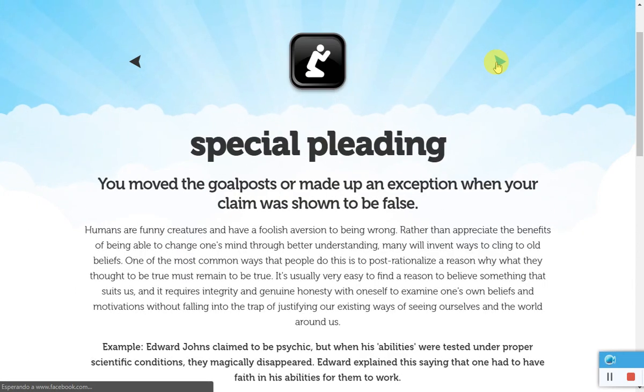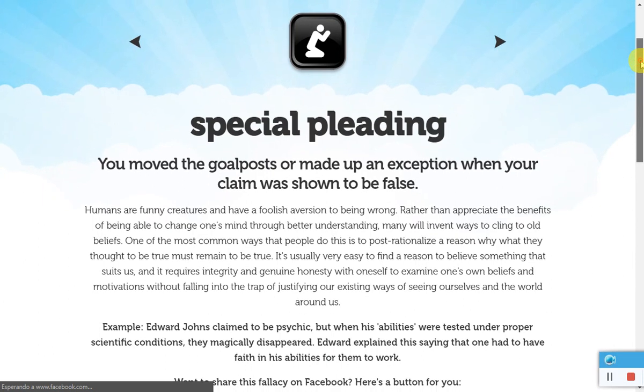You moved the goalposts, or made up an exception, when your claim was shown to be false. Humans are funny creatures, and have a foolish aversion to being wrong. Rather than appreciate the benefits of being able to change one's mind through better understanding, many will invent ways to cling to old beliefs. One of the most common ways that people do this is to post-rationalize a reason why what they thought to be true must remain to be true.